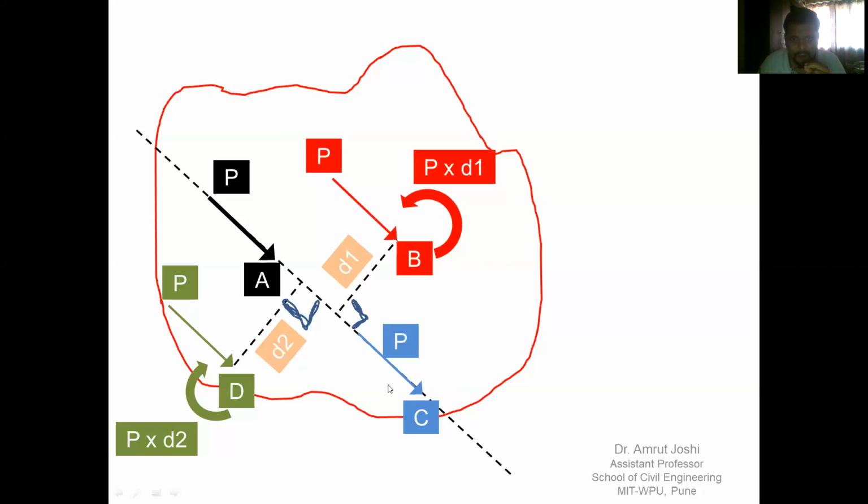So therefore, let us summarize. Moment of a force by definition is the multiplication of magnitude of force into the perpendicular distance between the point where we are calculating the moment and the line of action of force. Point number 2, if we apply force P at A on a body, on all other points except the points lying on the line of application of force, this force is going to produce an equivalent force couple system.